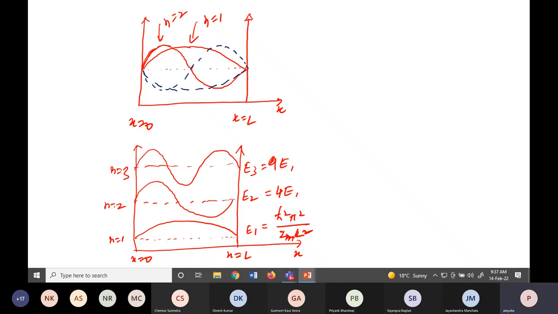I think I will stop here today. Tomorrow we are going to discuss probability density, how to find the probability density of this waveform, or of the particle which is inside this infinite potential well, and we will draw some conclusions from these observations. Then we will find out what happens if the potential well is finite instead of infinite, as far as psi x is concerned. That we will look at in tomorrow's class.